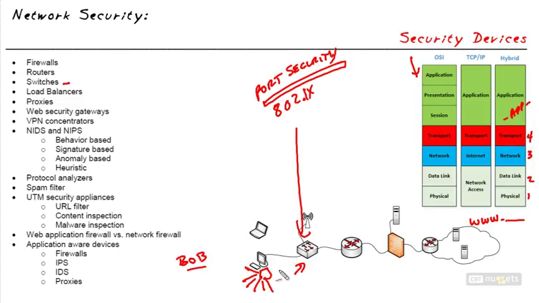Now, if Bob's traffic needs to go out to the web server, it's going to have to come off of this local network, and that frame would be forwarded onto a router. Now, a router is a layer 3 device. It makes forwarding decisions based on layer 3 information, specifically IP addresses. And that could be IP version 4 or IP version 6.